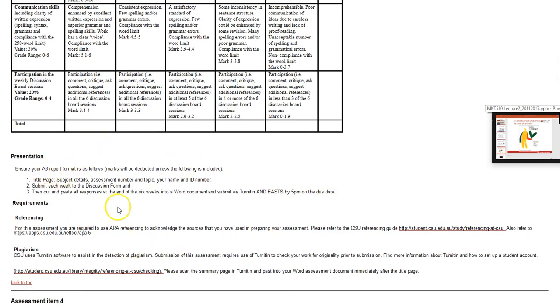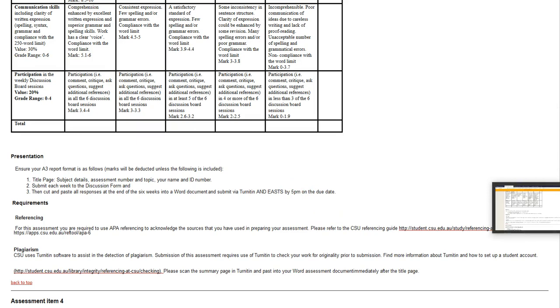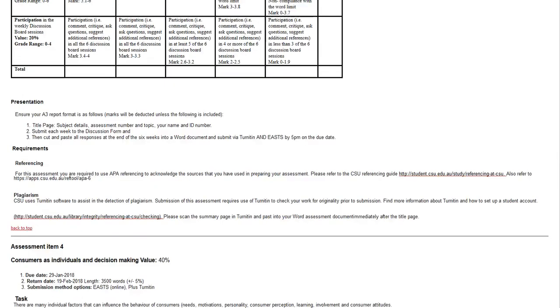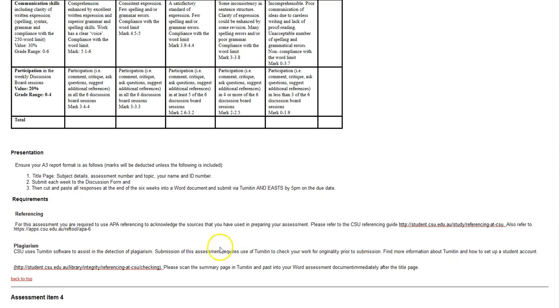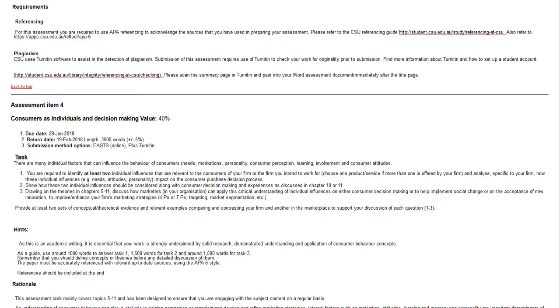Presentation is pretty straightforward, a title page with the subject details. Then you submit each week to the discussion forum, and then cut and paste all the responses at the end of 6 weeks into a Word document submitted to Turnitin and East. So make sure you follow the APA referencing guide and submit to Turnitin.